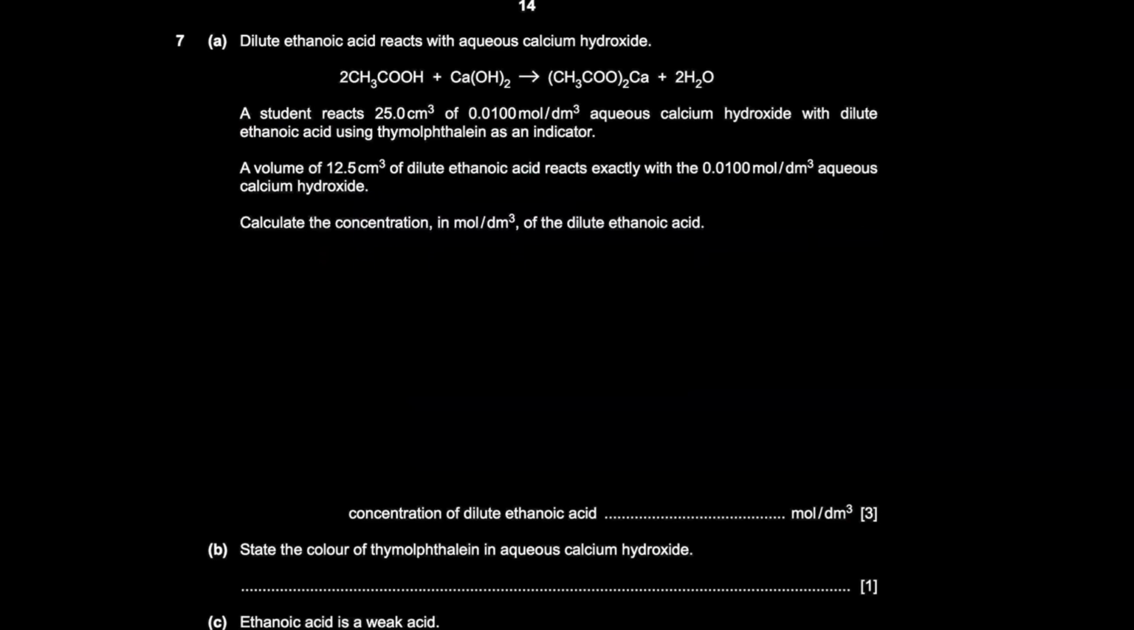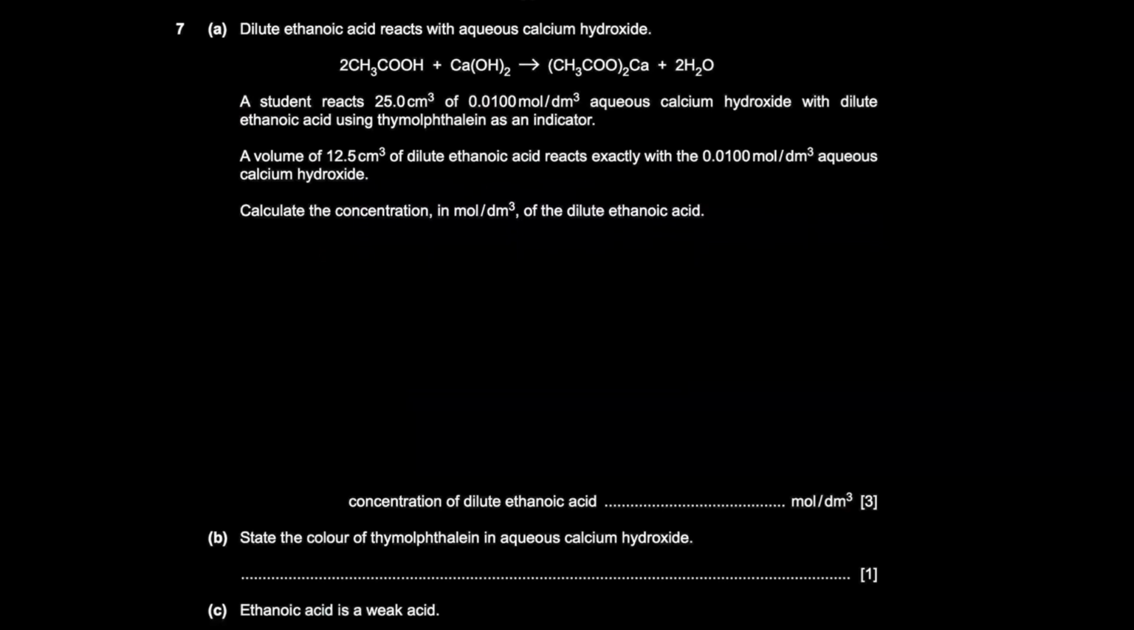All right. Lesson 7. Dilute ethanoic acid, that's this guy, reacts with aqueous calcium hydroxide. Okay, you get calcium ethanoate, that is the salt, and water, right? This is neutralization. Acid plus alkali gives you salt and water.